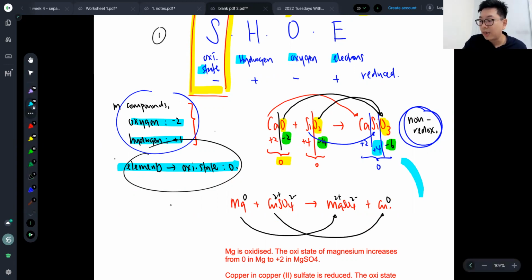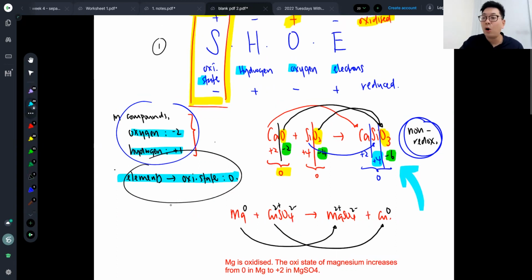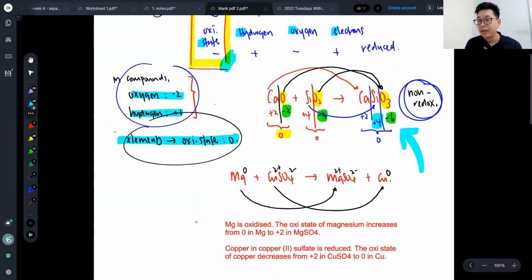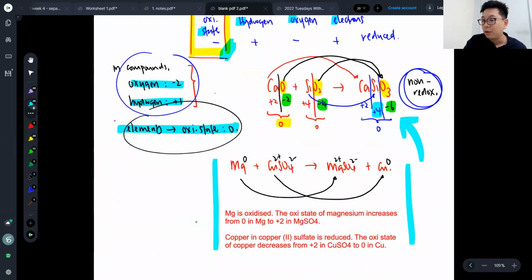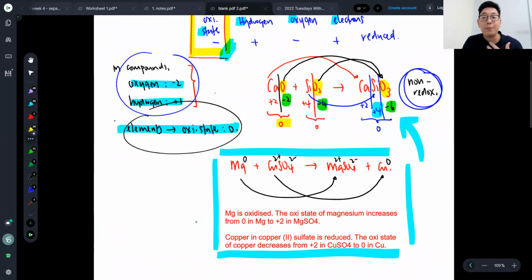And then I used calcium oxide with silicon dioxide as an example on why I will always use oxidation state. I will never ever explain in terms of hydrogen or oxygen. That's just not what I know. I will always use oxidation state. And then I gave you an example of how to structure your answer using oxidation state. Let me highlight the important parts. Tell me what is oxidized. Why? Oxidation state of name of element increases from number in reactant to number in product. Once again, tell me what is reduced, copper in copper sulfate or copper sulfate. Why? Oxidation state of name of element decreases from number in reactant to number in product.